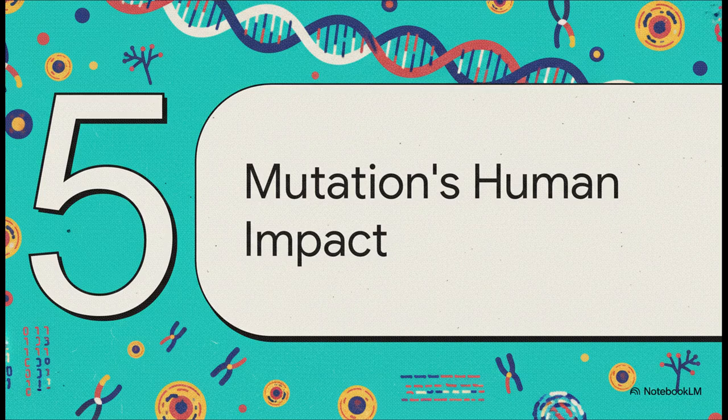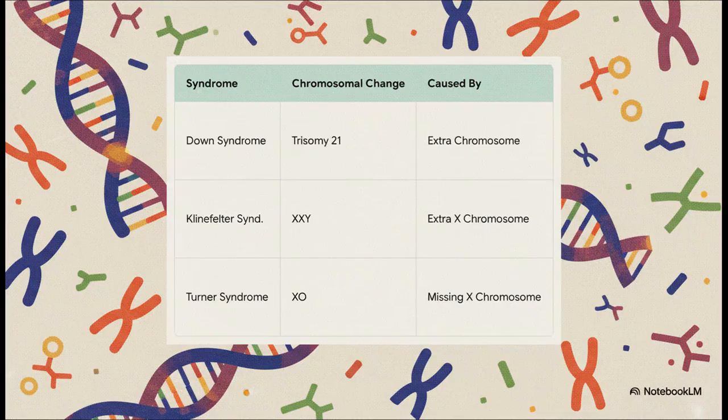So, okay, these are kind of abstract genetic changes, right? How does this actually translate into the real world? Well, they can have a really profound impact on human health and development. This table here does a great job of showing the real-world consequences of those big chromosomal mutations. It's a pretty powerful look at how just one change in the number of chromosomes can lead to very specific syndromes. For example, having an extra copy of chromosome 21, that results in Down syndrome. If a male has an extra X chromosome, that leads to Klinefelter syndrome. And if a female is missing an X chromosome, that causes Turner syndrome.